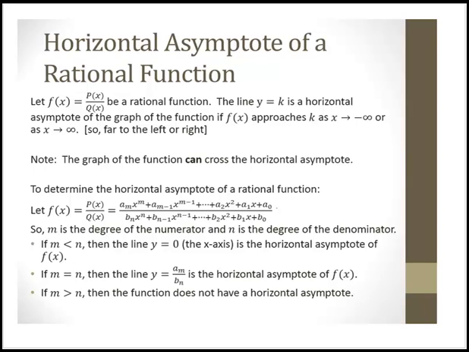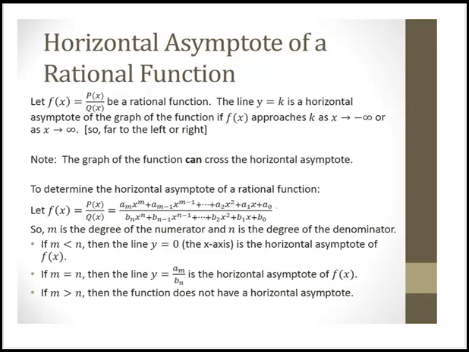All right, so if we have a rational function, the line y equals k is a horizontal asymptote of the graph of the function if the function approaches that k value, that y value, as x approaches negative infinity or x approaches positive infinity. So if we're far to the left on the graph and far to the right on the graph, and we get closer and closer to this k value, we say y equals k is a horizontal asymptote. Now, unlike vertical asymptotes, the graph of the function can cross the horizontal asymptote.